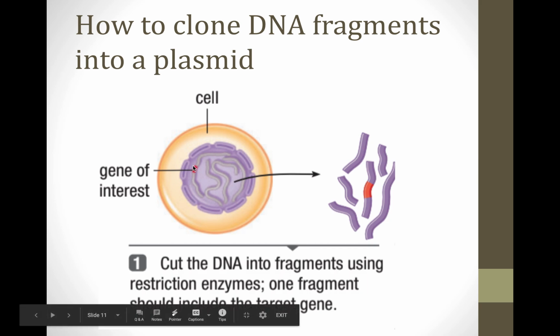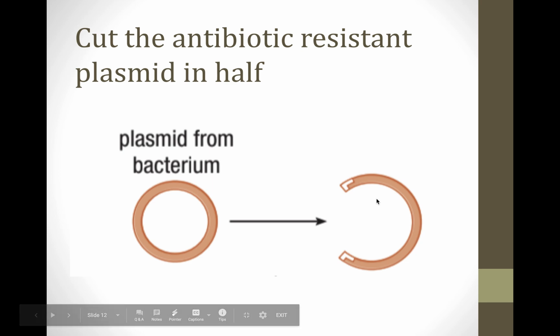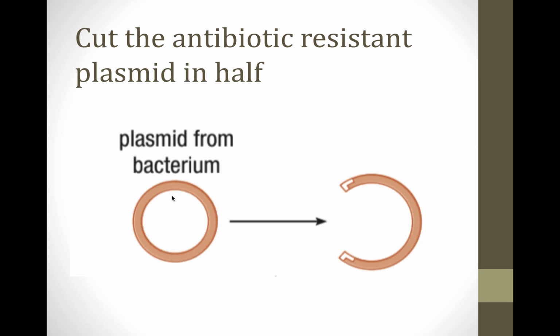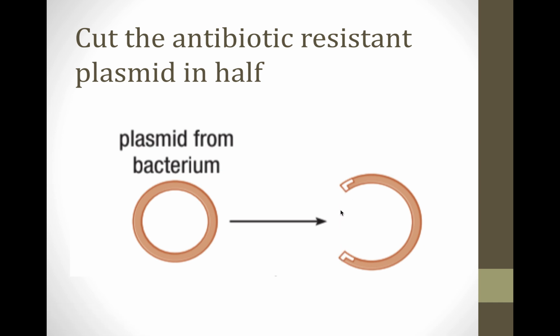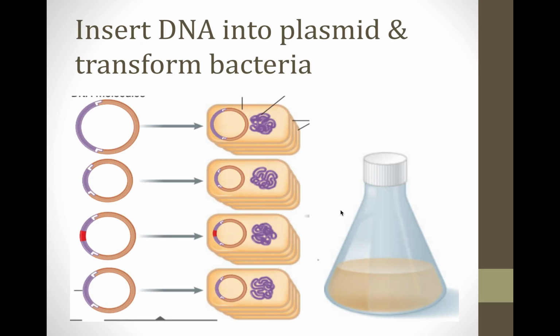So if this is the gene of interest, then we want to cut the DNA into parts, and we want to isolate this target gene. So here's a plasmid from a bacterium. This is used for conjugation, which is a way of putting new genes into a bacterium. So if you take this and you cut it, then you can put another segment in here, which means you have to take some out from the bacterium, I guess.